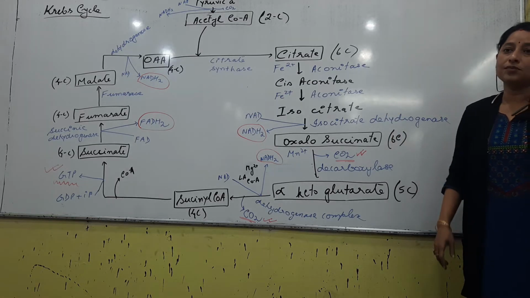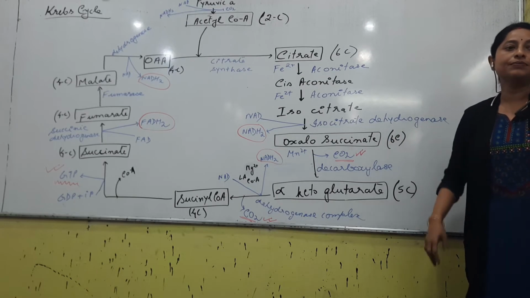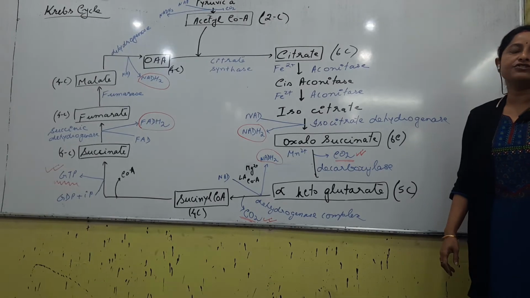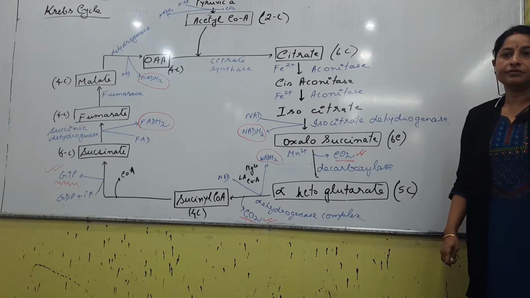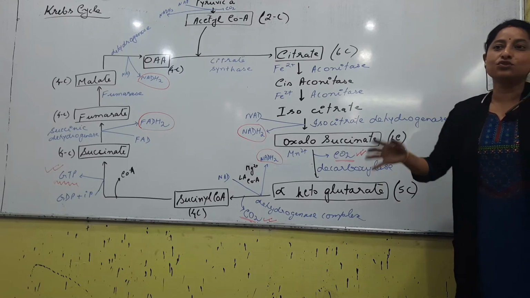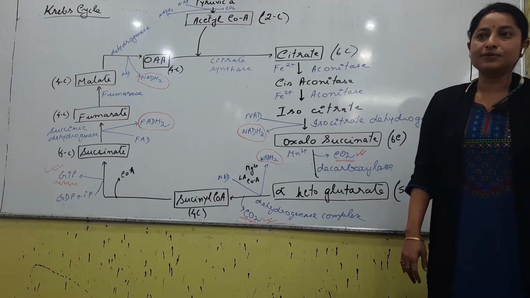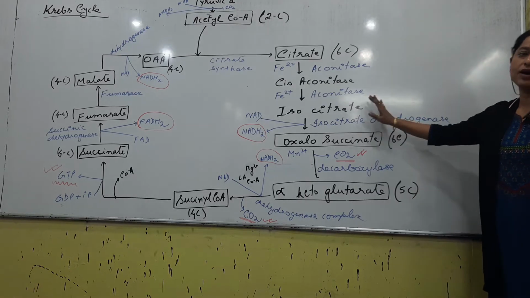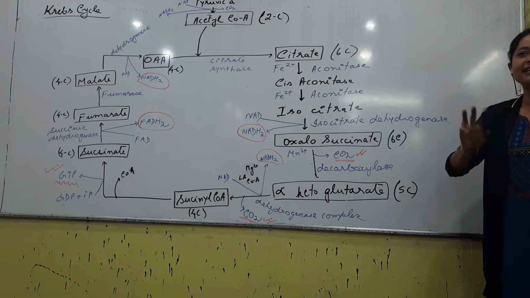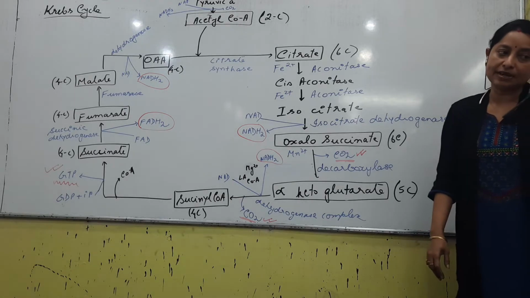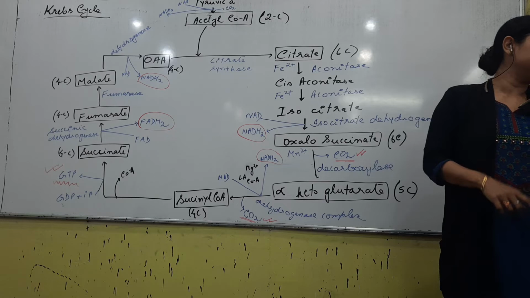Last class, whatever information we wrote, see regarding the number of NADH2 and FADH2 produced: 3 NADH2, 1 FADH2, 6 NADH2, 2 FADH2. We wrote the points, see whether it is understood or not. Only see the numbers, okay, how many reducing cofactors are produced. See those points.